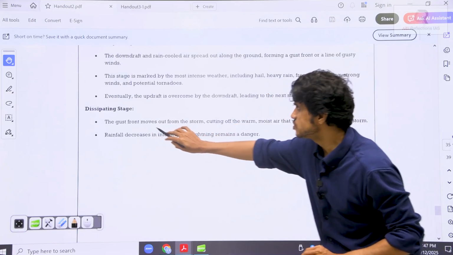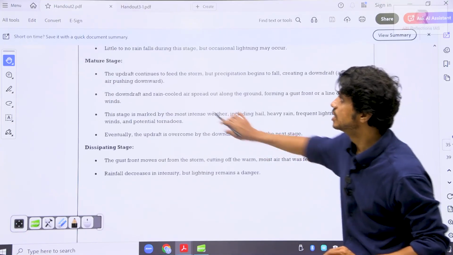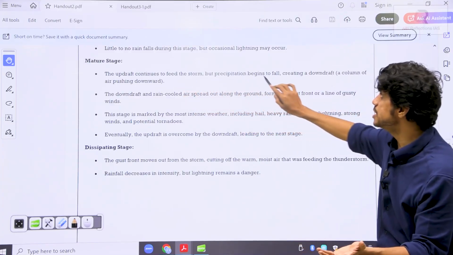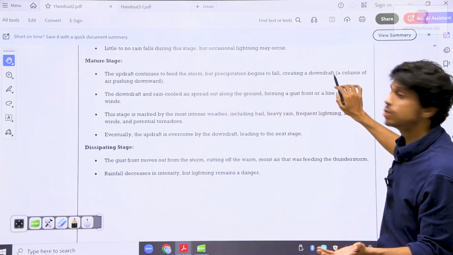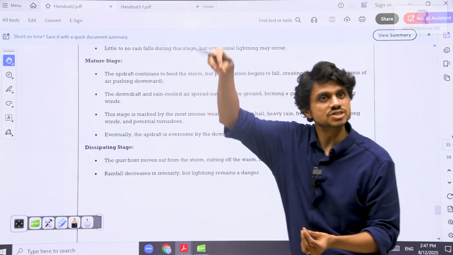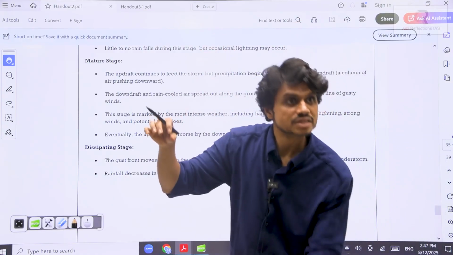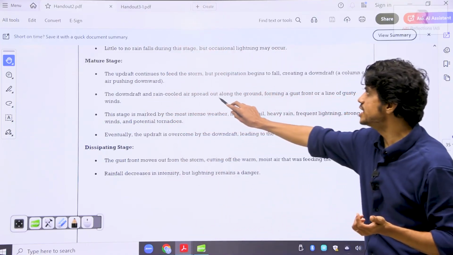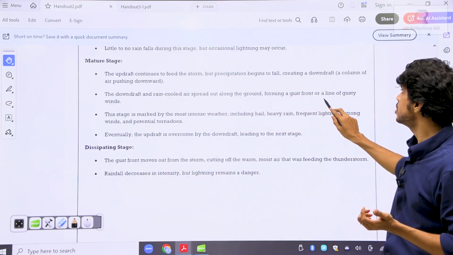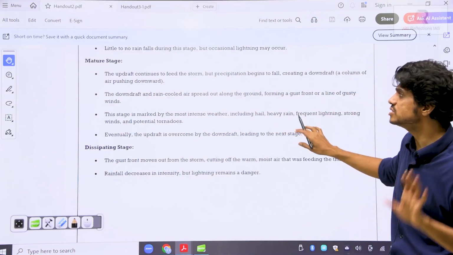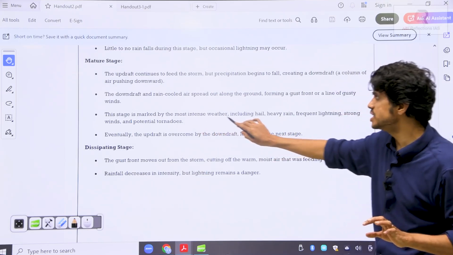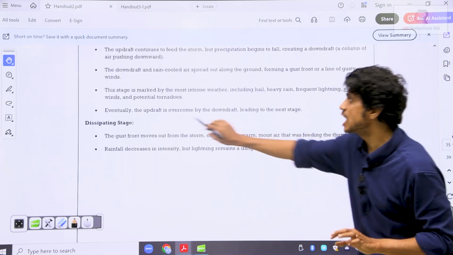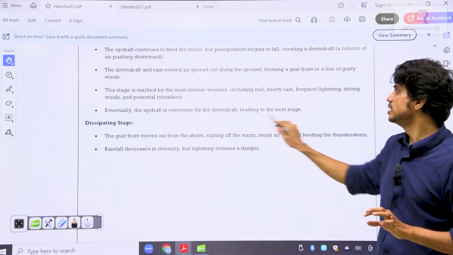Finally, see here, the gust front moves out from the storm. Why is this happening? See here, the updraft means convective current feeding the storm, but precipitation begins to fall, creating a downdraft. Downdraft means whatever the ice crystals, rainfalls. So here, rising wind system, downdraft, updraft, downdraft. The downdraft and rain cooled air spread out along the ground, forming a gust of wind or line of gusty winds. That means cold winds. This stage is marked by the most intense weather, including the hail, heavy rain, frequently lightning, strong winds. Eventually, the updraft is overcome by the downdraft, leading to the next stage.